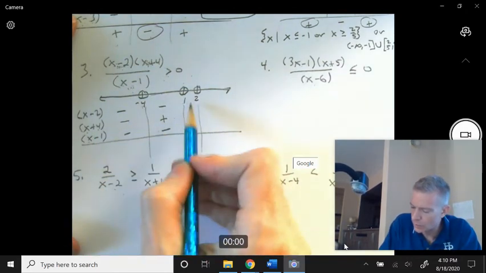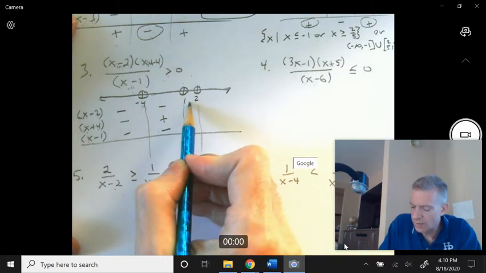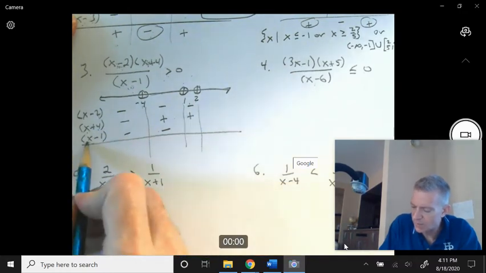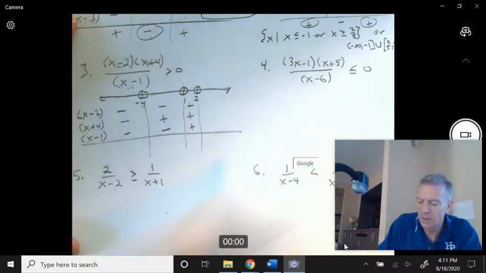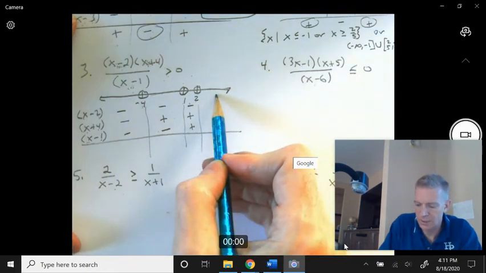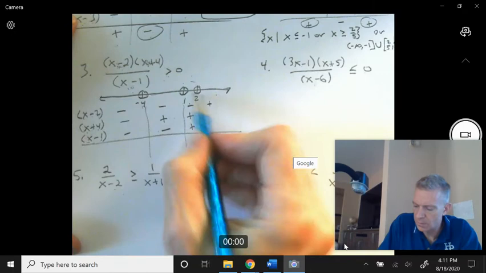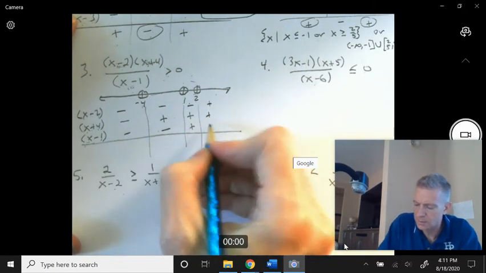Pick the next value between 1 and 2. 1.5, 1.5 minus 2, negative. 1.5 plus 4, positive. 1.5 minus 1, positive. Pick a value of x greater than 2. Let's say 3. 3 minus 2, positive. 3 plus 4, positive. 3 minus 1, positive.